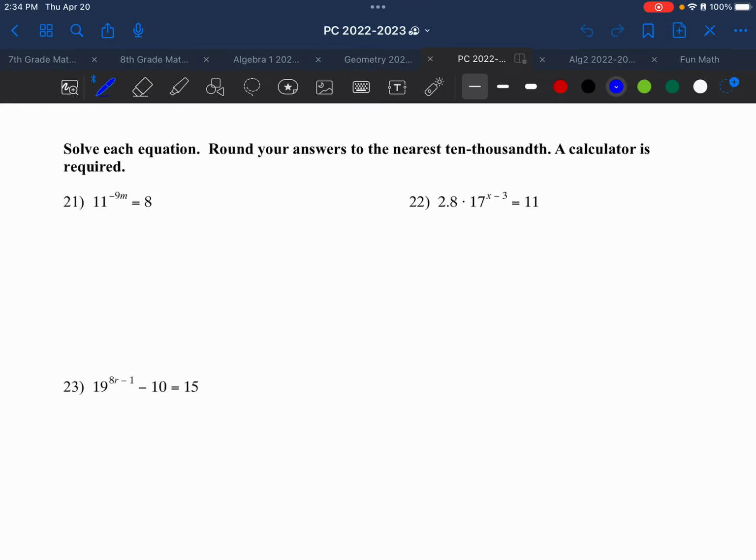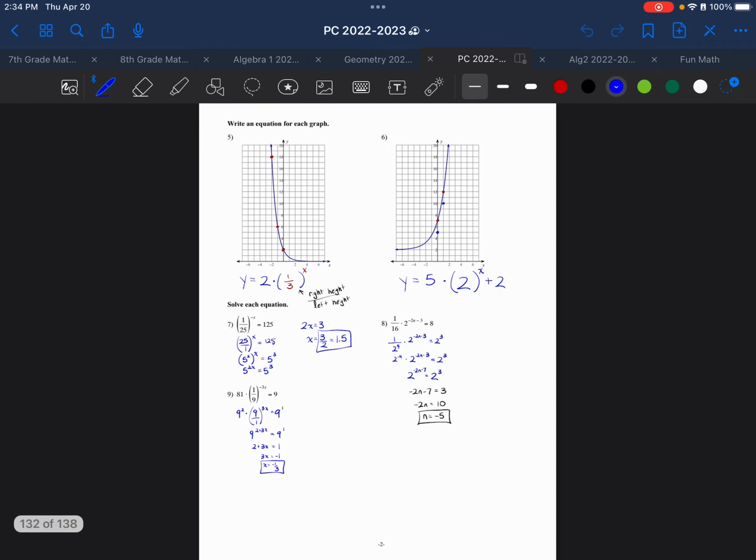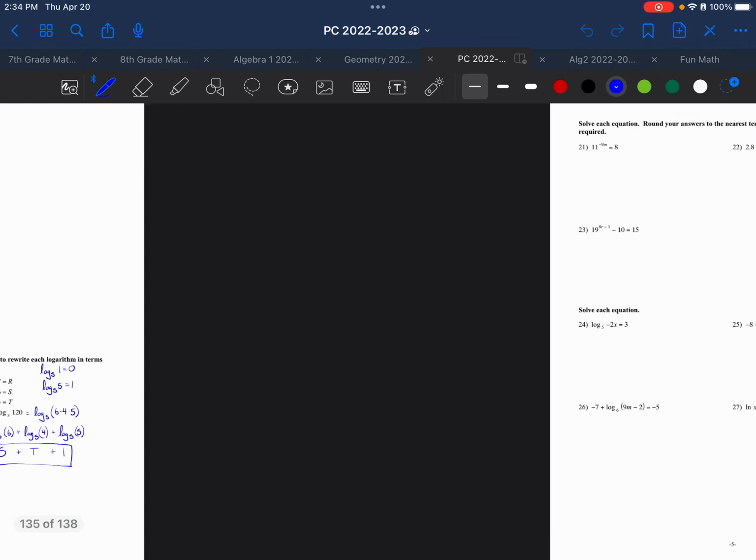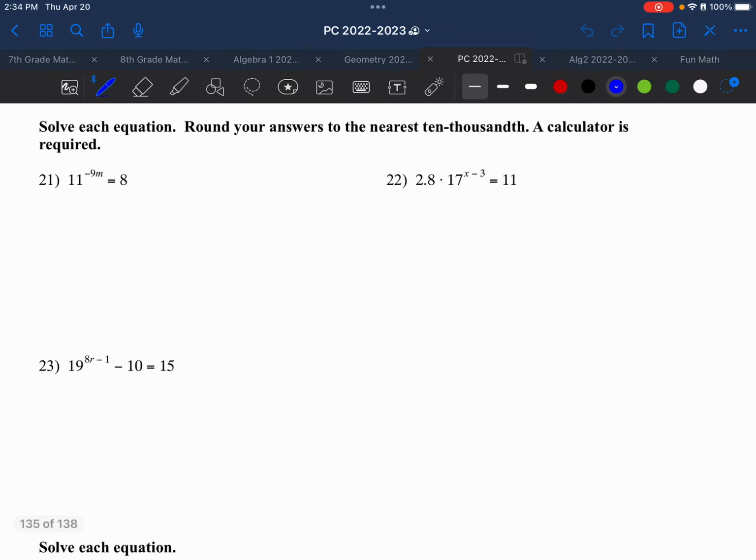All right, this is the second part of our pre-calculus practice test. What test number is this? This is test number 3 for the practice test. All right, jumping straight into number 21 where we left off.